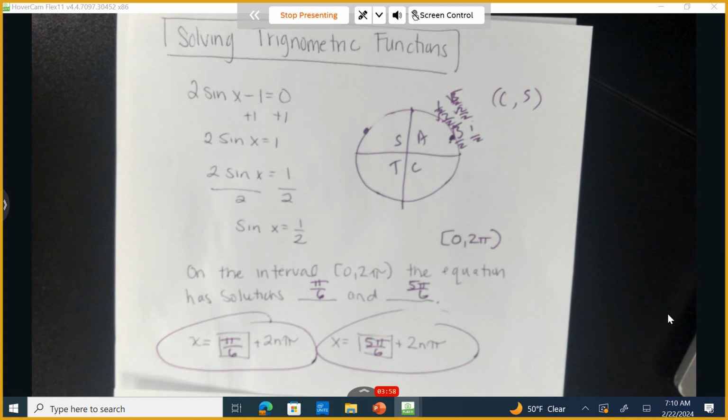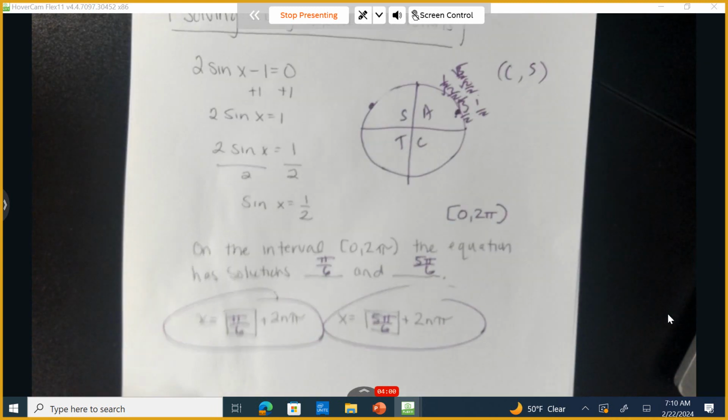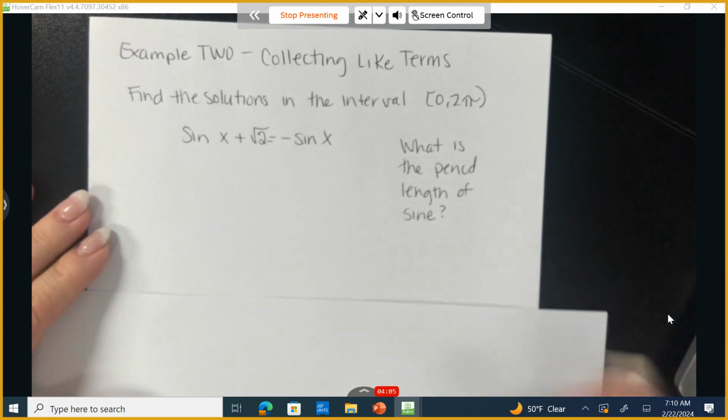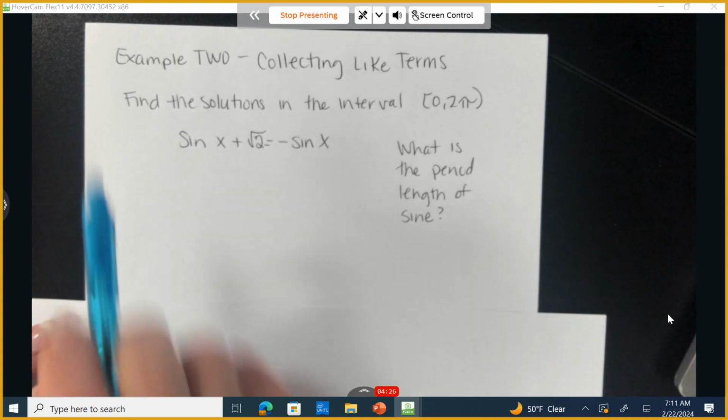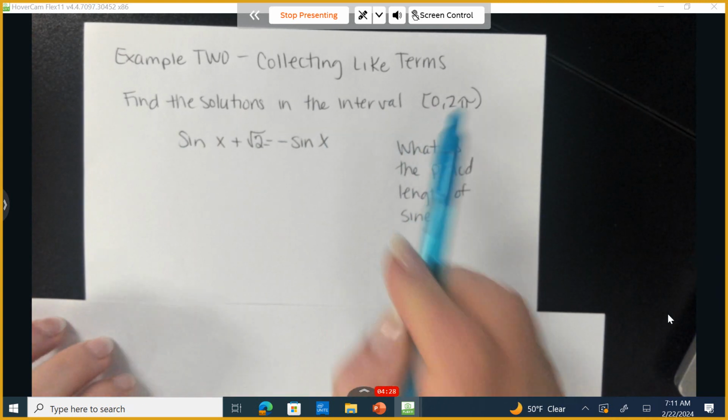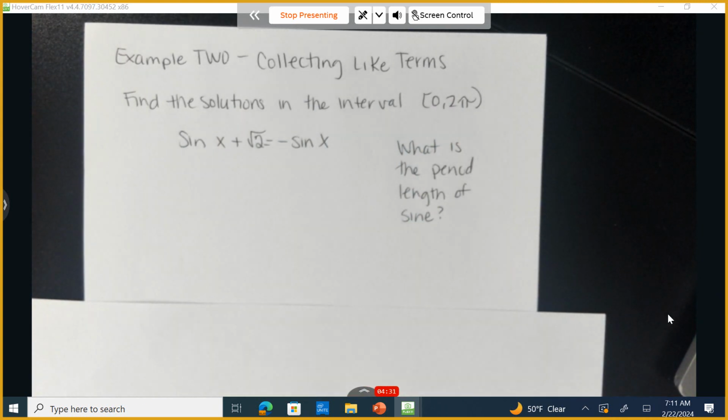Okay, moving forward, let's look now at example number 2. I'm going to give you a chance to write it down, and as you're doing that, you don't need to answer out loud, but what is the period length of a sine? Again, for a sine and a cosine, period length is 2 pi. And it says find the solutions on the interval. It is specific about where we are going to identify the solutions. So how do we go about doing this?